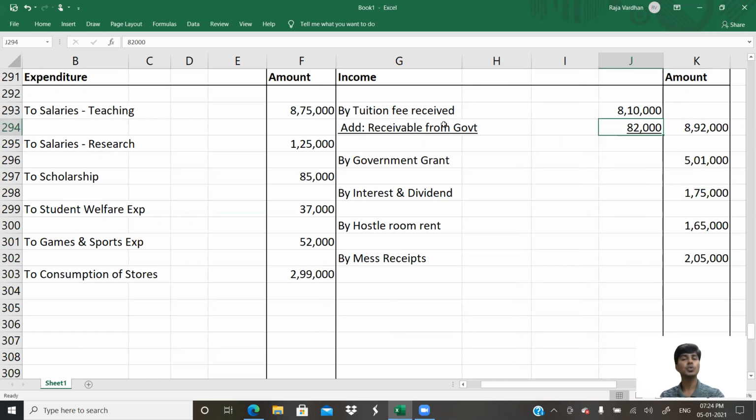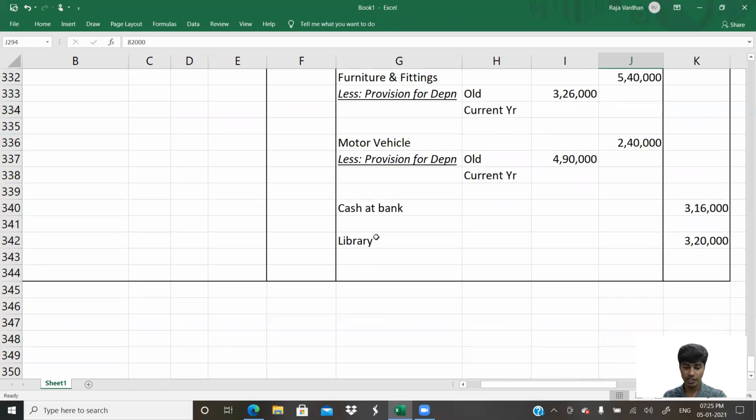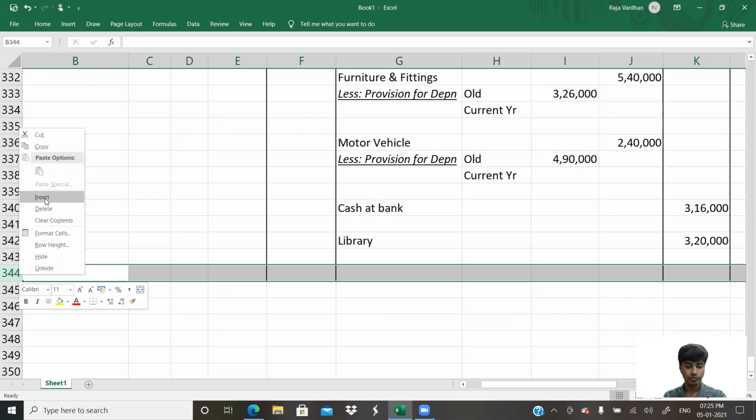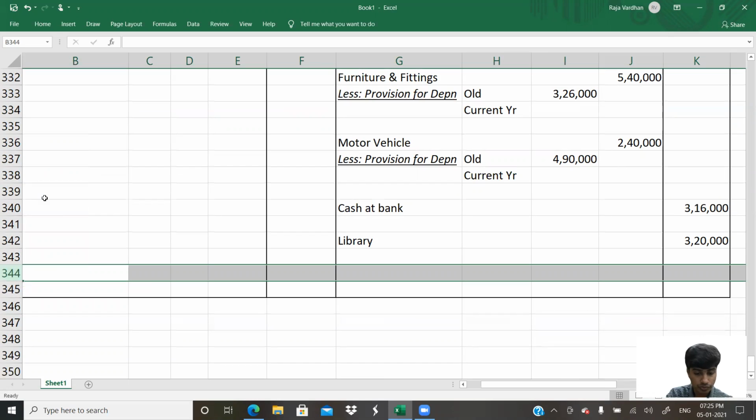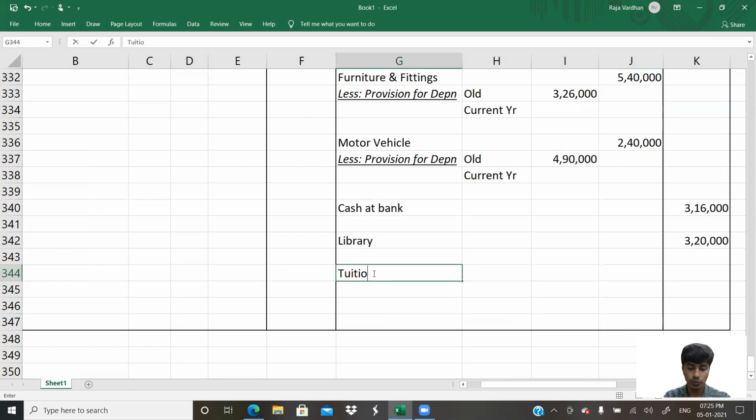This 82,000 is an asset to us, so it would appear on the balance sheet asset side. I'll write tuition fee receivable. How much is the tuition fee receivable? 82,000. You can write here, if you want, tuition fee receivable from government.